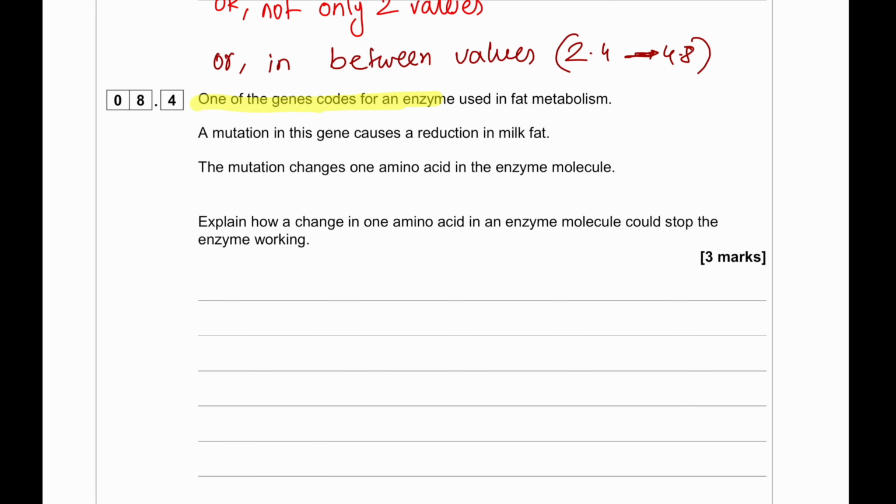One of the genes codes for an enzyme used in fat metabolism. A mutation in this gene causes a reduction in milk fat. The mutation changes one amino acid in the enzyme molecule. Explain how a change in one amino acid in an enzyme molecule would stop the enzyme from working.